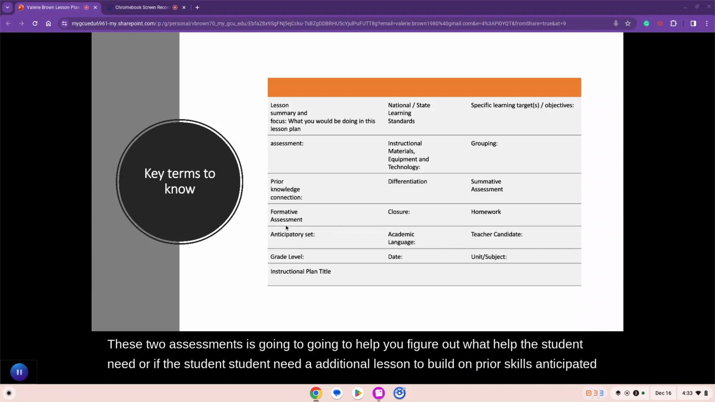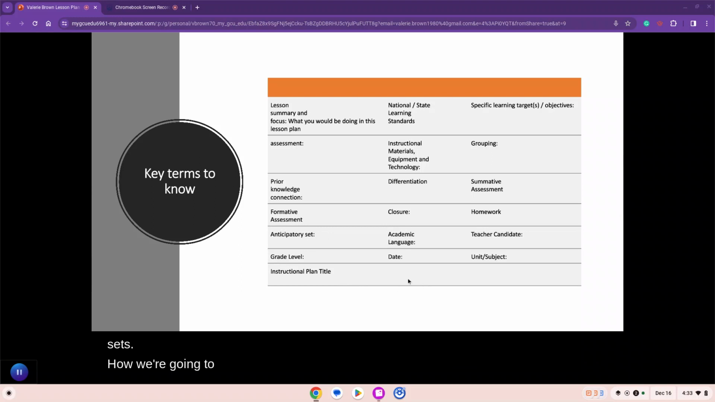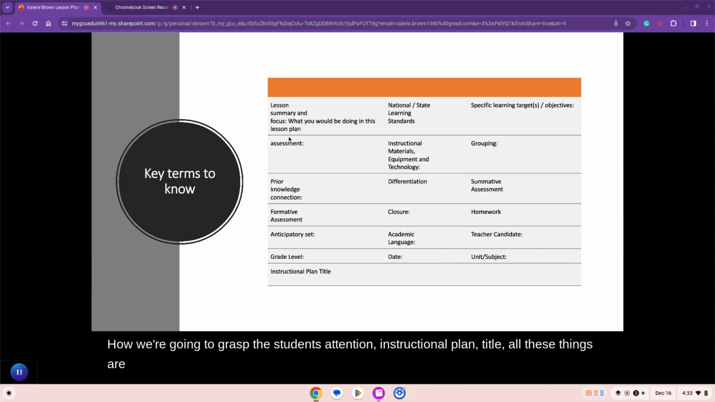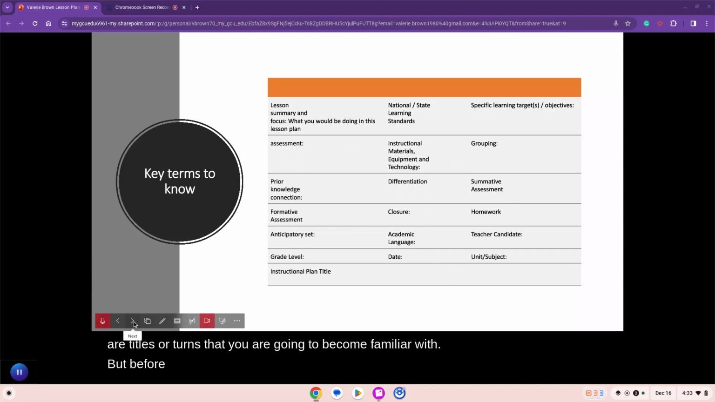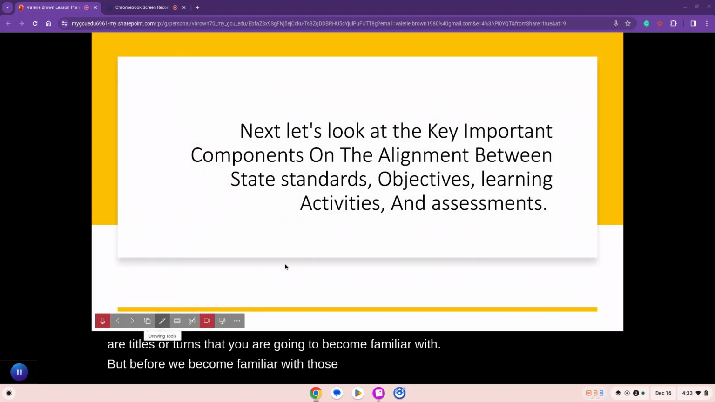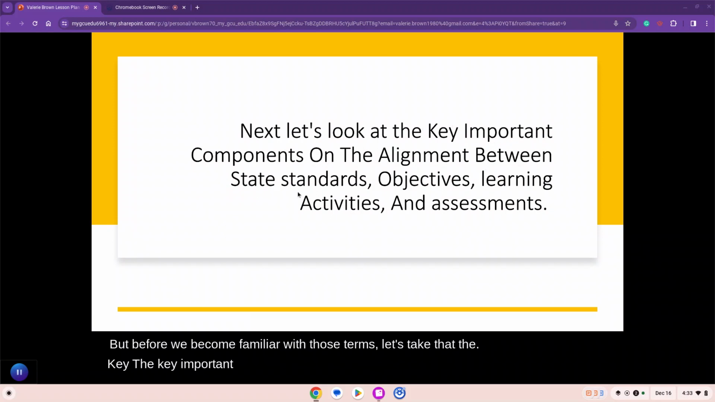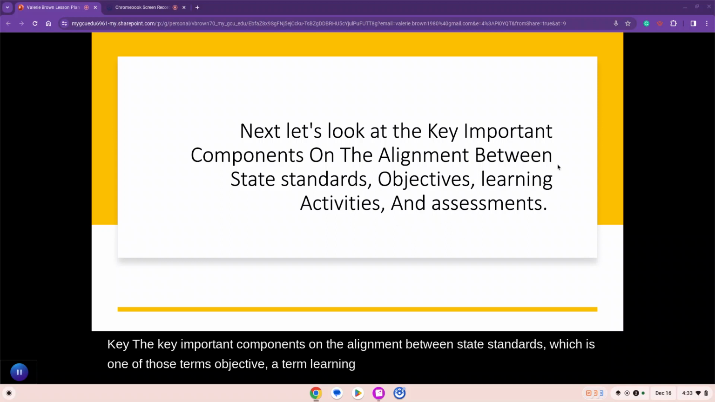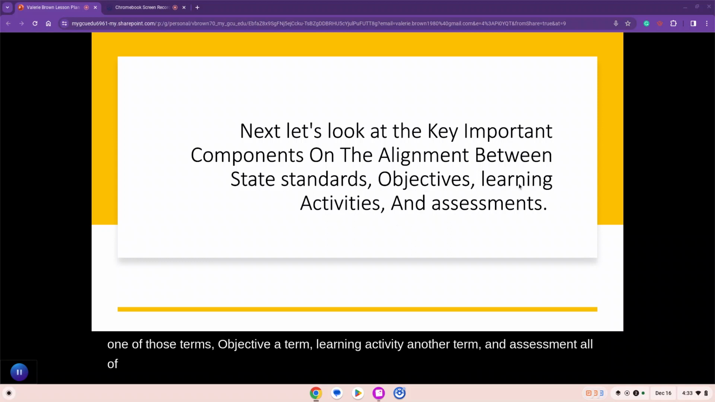Anticipatory set: how we're going to grasp the students' attention. Instructional plan title. All these things are titles or terms that you are going to become familiar with. But before we become familiar with those terms, let's take a look at the key important components on the alignment between state standards, which is one of those terms, objective, a term, learning activity, another term, and assessment. All of these words are terms that are going to be in your lesson plan.